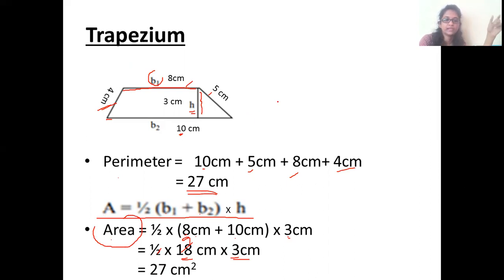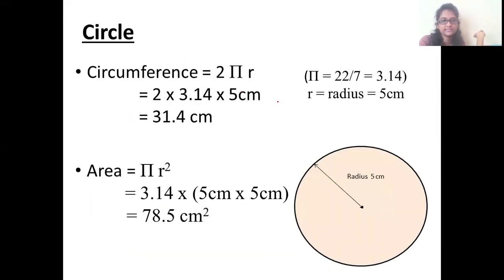And then circle. For a circle, the perimeter is called the circumference. So circumference or perimeter is the outer boundary of the circle. It is given by this formula, 2 pi r. Pi is 22 by 7, which is 3.14.